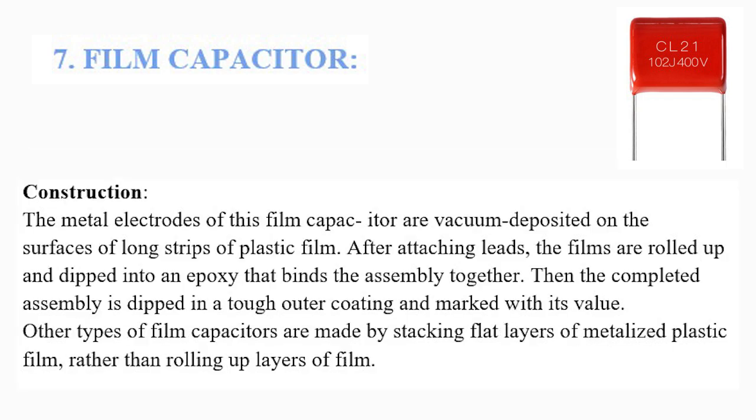Construction of film capacitor. The metal electrodes of a film capacitor are vacuum deposited on the surface of long strips of plastic film. After attaching leads, the films are rolled up and dipped into an epoxy that binds the assembly together. Then the completed assembly is dipped into a tough outer coating and marked with its value.